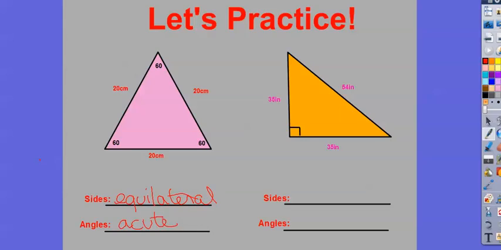And same with this one. Looking here, I see, okay, this is 35, 54, and 35. Well, 35, 54, and 35. So we've got two that are the same and one that's different. So that's an isosceles triangle.